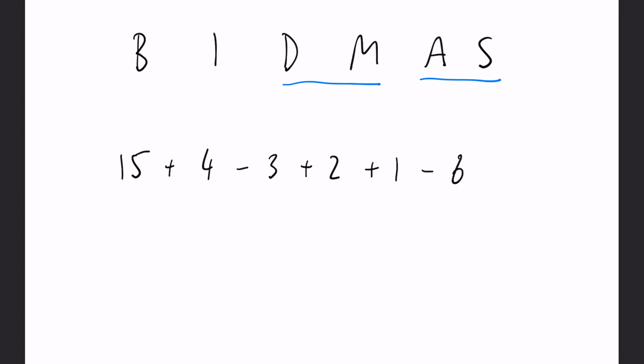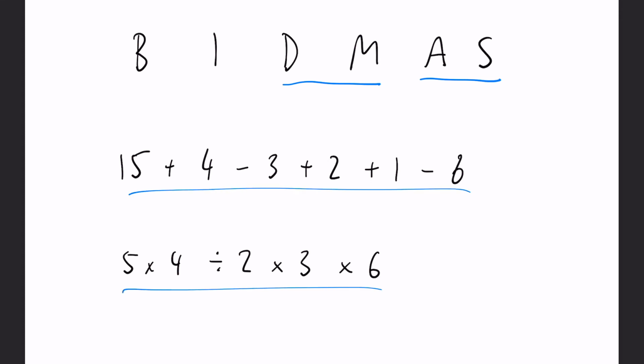And likewise, if you have 5 times 4 divided by 2 times 3 times 6, because they're all division and multiplication, or addition and subtraction up here and here, the order for this doesn't matter. So as long as you get it roughly in this order, then it's okay.